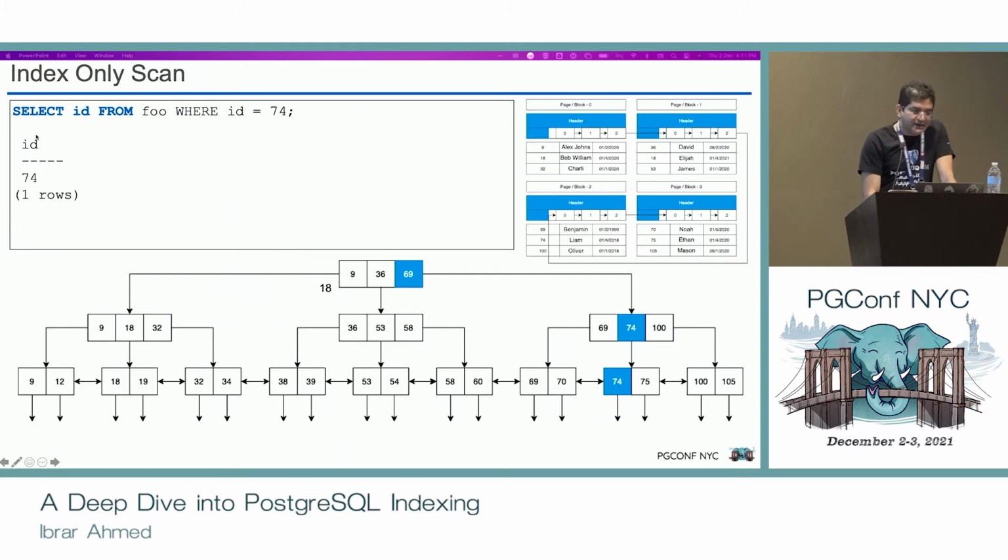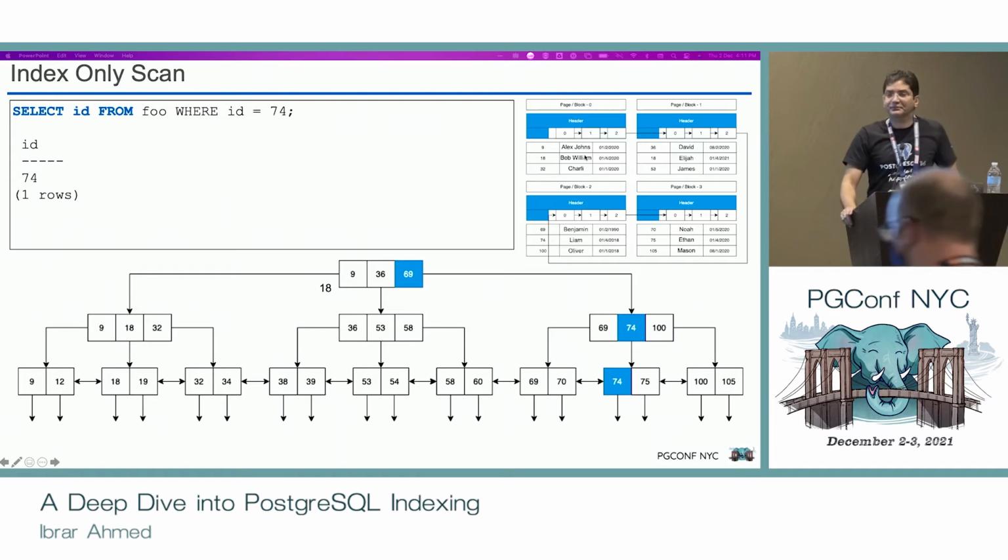If we select ID, name from foo, in that case, at the 74 location, we don't have the name. We have only the ID here. So in that condition, we have to go to the CTID and read the name from there.